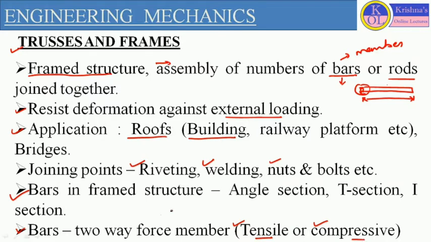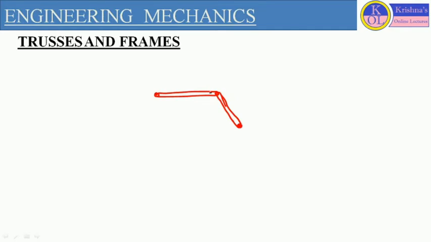If we talk about trusses and frames, bars and rods are joined in this manner. Here we are considering bar 1 and bar 2. The two ends of the bars are joined with the help of different joining methods like riveting, welding, etc. This bar is called a two force member. If it is subject to tensile load, we consider two ends, this is one end and this is another end, and on both ends we will consider loading.